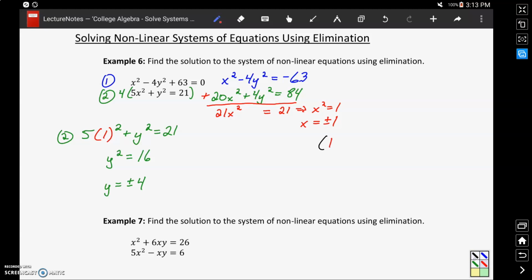When x is equal to 1, y is equal to positive 4, and we get another coordinate pair. When x is equal to 1, y could also be equal to negative 4. So one of our x values gave us two coordinate pairs that are solutions. Next, we need to consider what happens when we use our other value for x, which was negative 1.